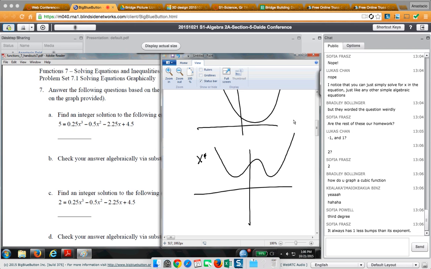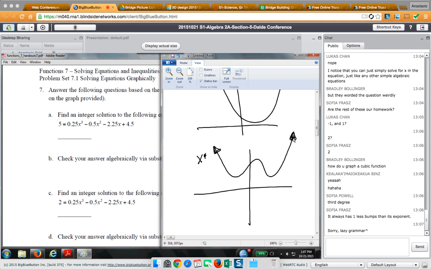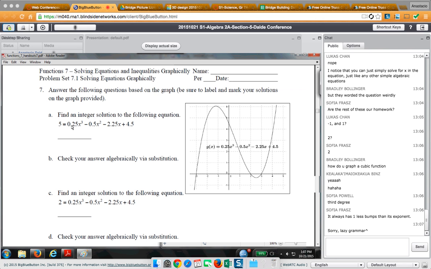I want you to notice these things, all right? Because I made you take notes on talking about the end behavior of these things. But I also want you to notice the bumps. How many bumps are there? In fact, do you think there's a rule that we can make? It has 1 less bump than its exponent. That's perfect. I agree with you. That's actually a rule in math. A+. All right. So in this one, we have a cubic function equal to f of x, or g of x. When is it equal to 5? And they're asking for an integer answer.